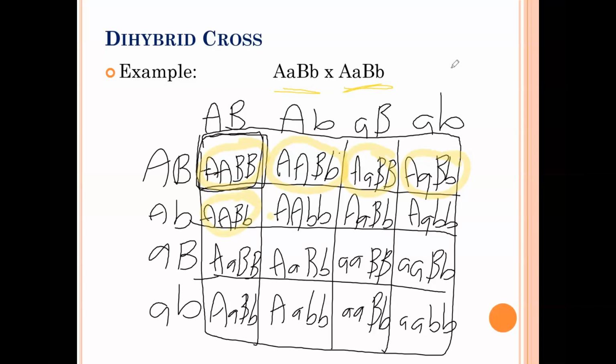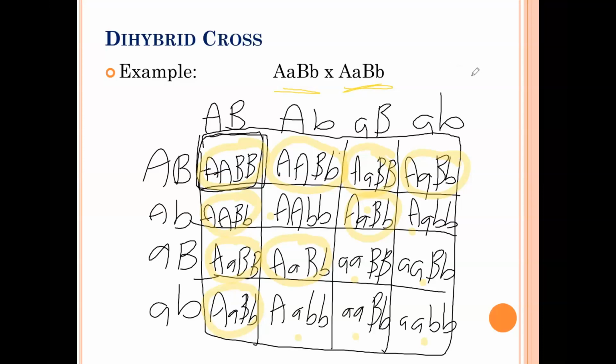Does this one? Nope, there's no big B's. Does this one? Yes, there's at least one big A and one big B. Does this one? Nope, there's no big A. This one, this one. That one have both dominant? No, because it's not dominant for A. This one's not dominant for A. That one's good. What about this one? It's not dominant for B, so I can't choose that one. This one is not dominant for A, and this one is not dominant for either. So how many did I circle? 1, 2, 3, 4, 5, 6, 7, 8, 9. So 9 out of 16 are dominant for both traits.